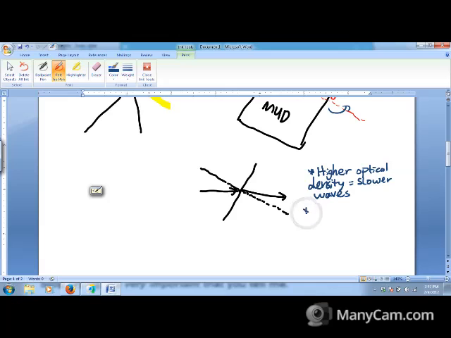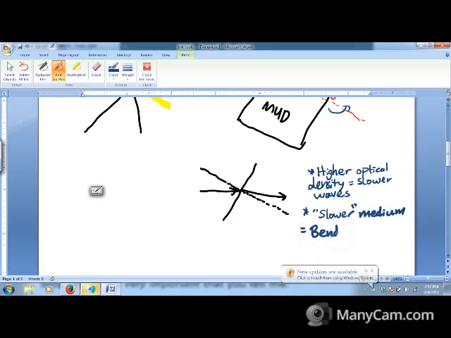Okay, well, these slower waves, or the slower medium, this slower medium ultimately allows for the wave to bend. It's going to bend towards the normal.